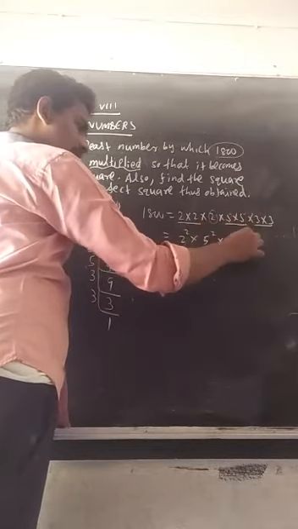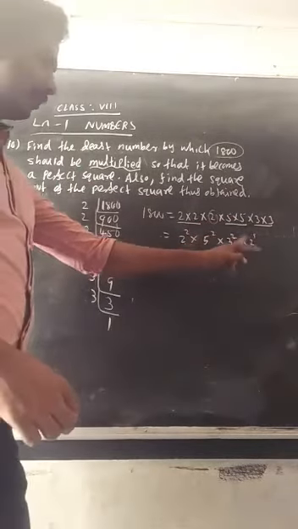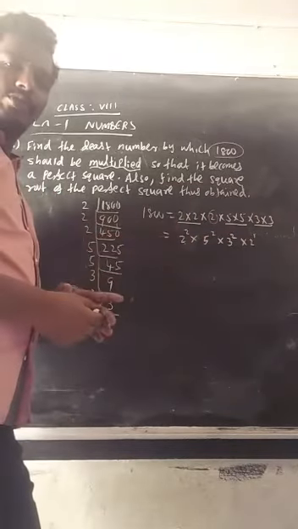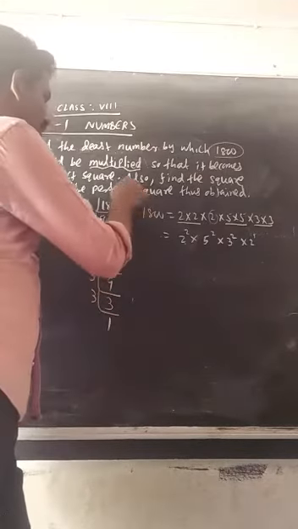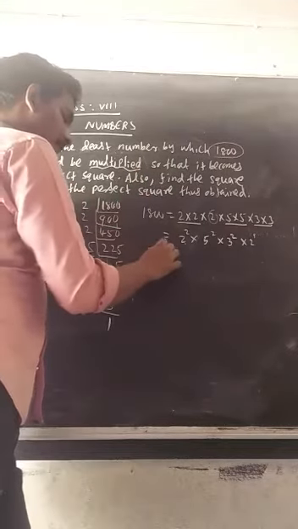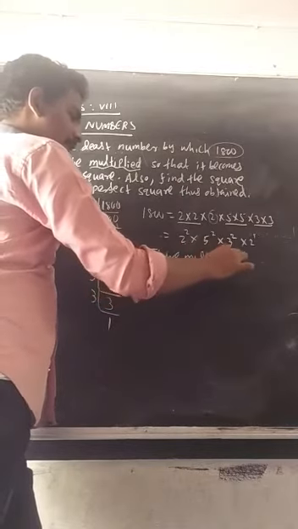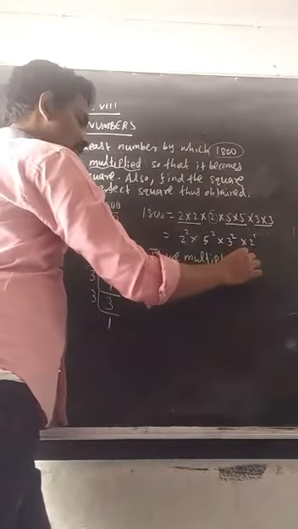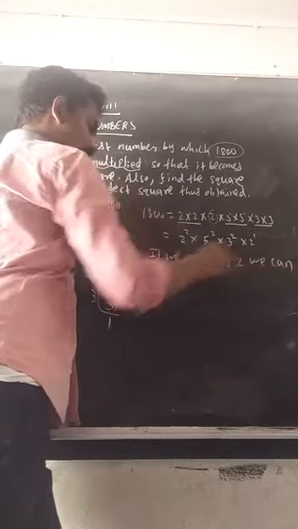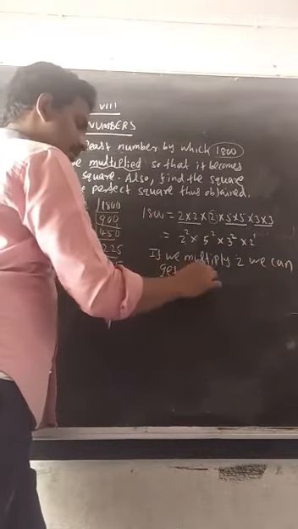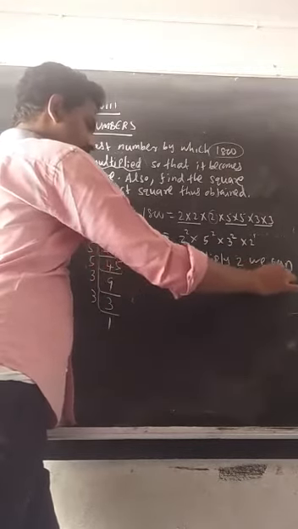Remaining, what is the number? 2 alone is there. So 2 is the pending number, no? If I am multiplying that number again with 2, what can I get? I can get a perfect square. That's why they asked here, what number should be multiplied? If we multiply by 2, we can get a perfect square. Look at that.